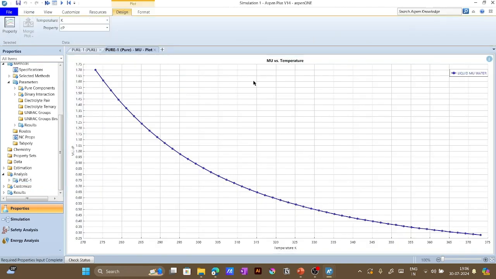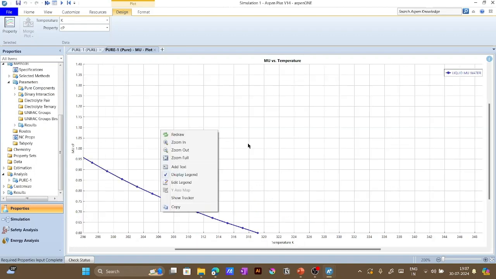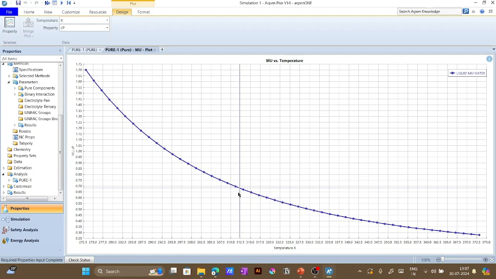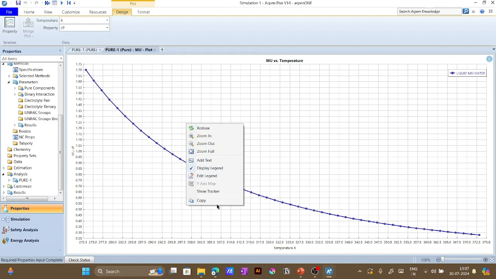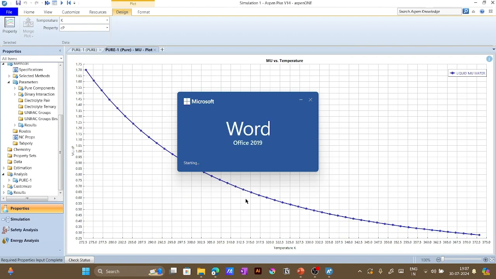Yeah, so you can see it has computed the viscosity with temperature, and as you know, with temperature the viscosity of a liquid will go down, so you can get this property data. If you want, you can zoom in and zoom out of the data. There are various options. You have this show tracker option where you can get the precise value of viscosity at a particular temperature. If you want to save this plot, you can just copy it and then open your Word or something and paste it there.